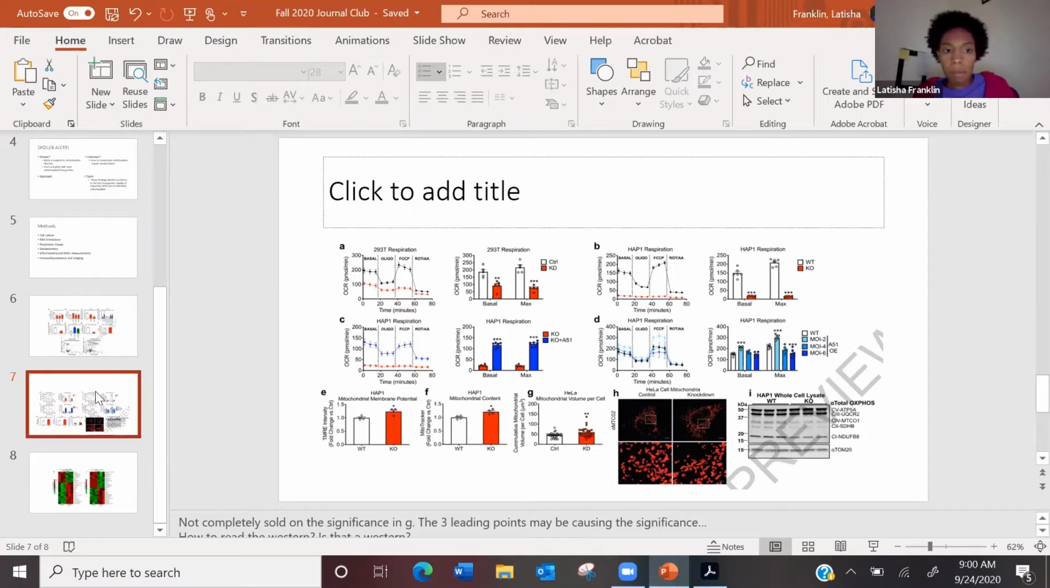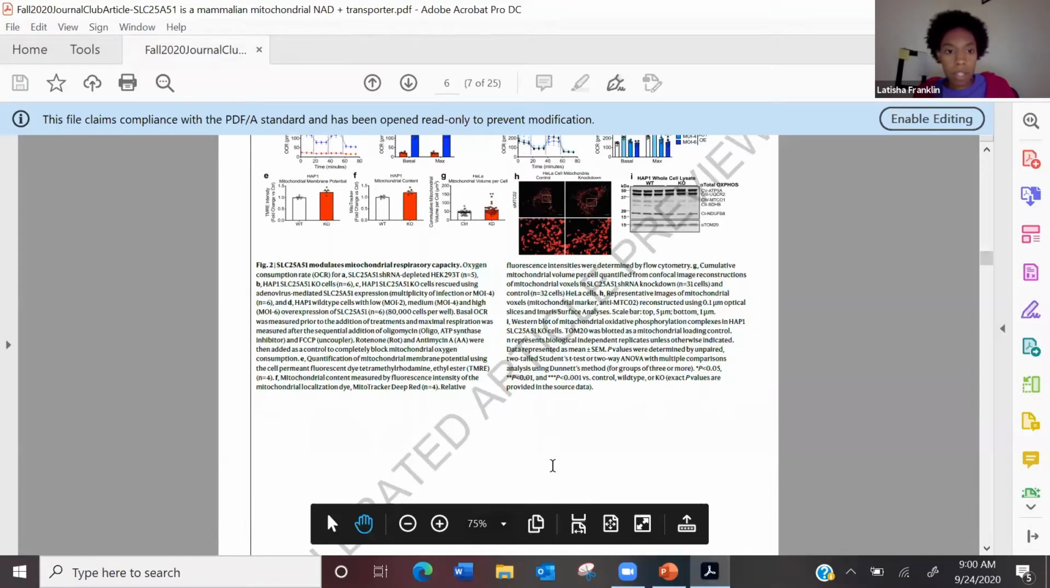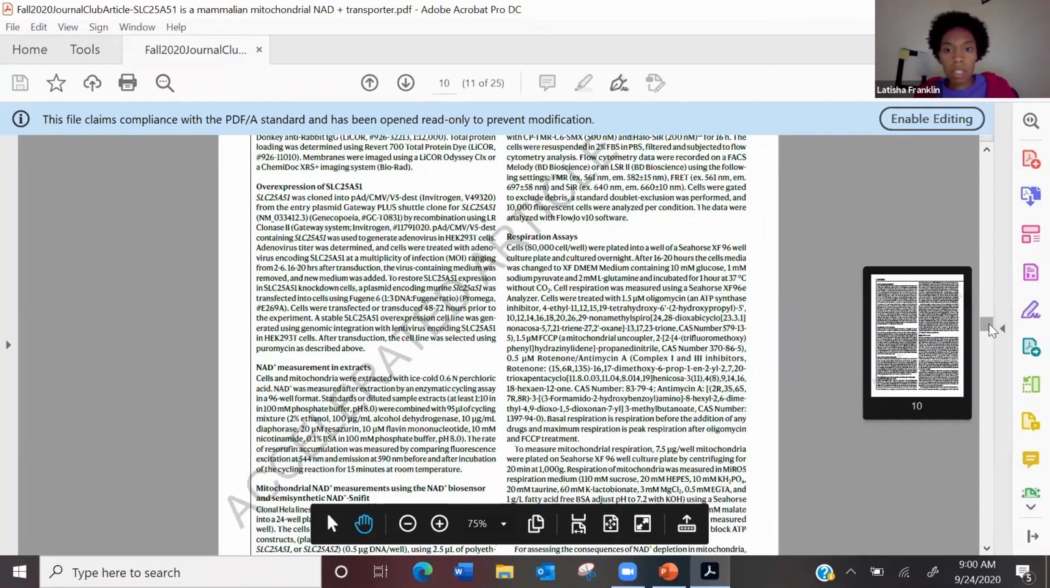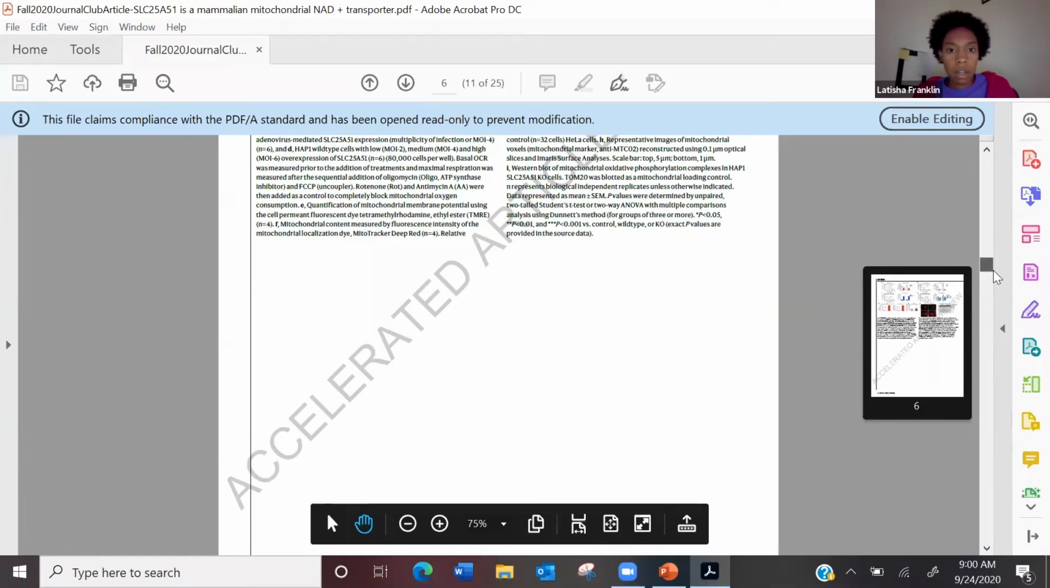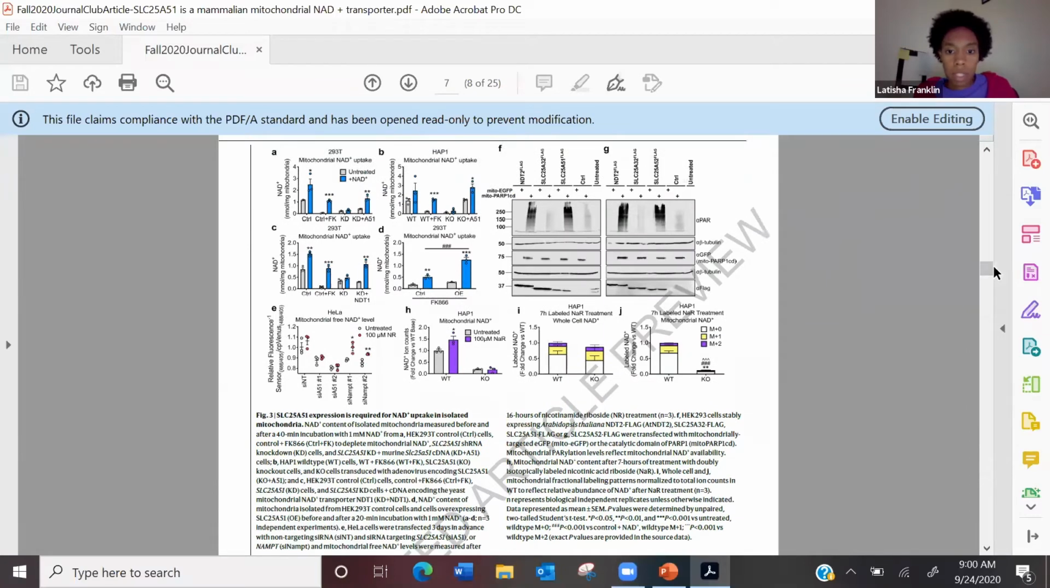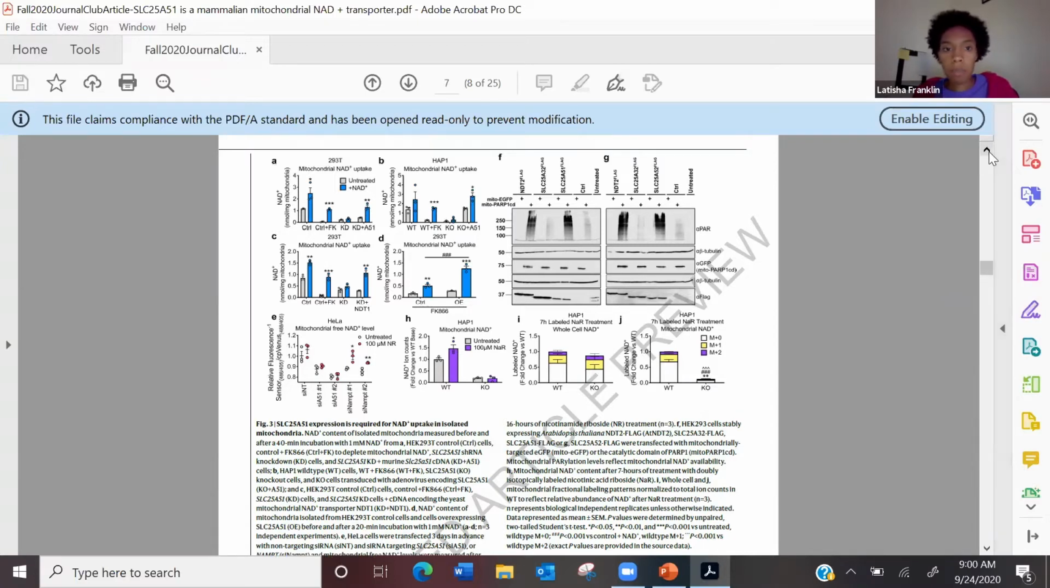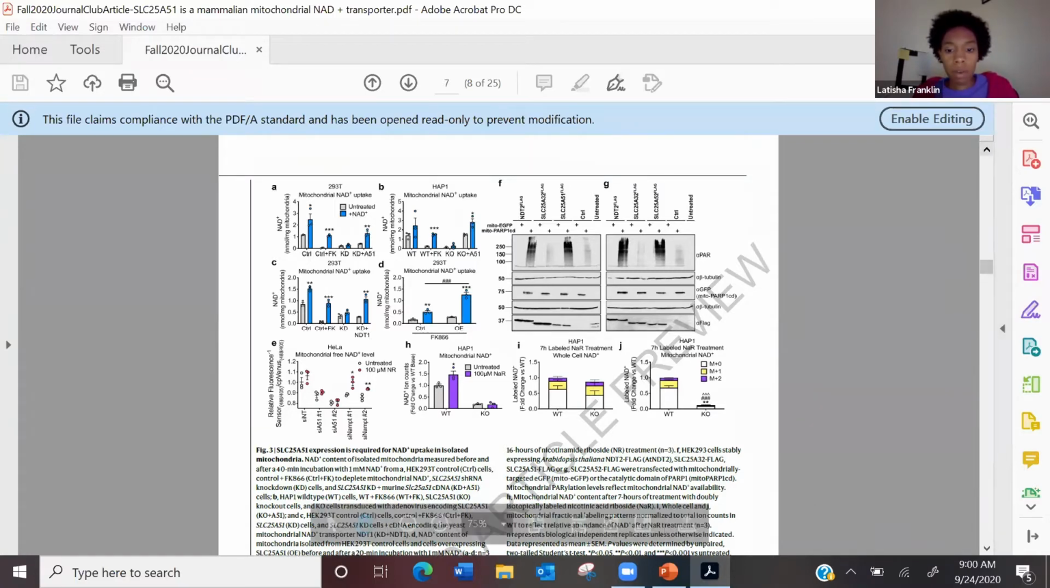But I think those may be the figures that I choose to use because they make the most sense. Actually, I may go ahead and just take this one.